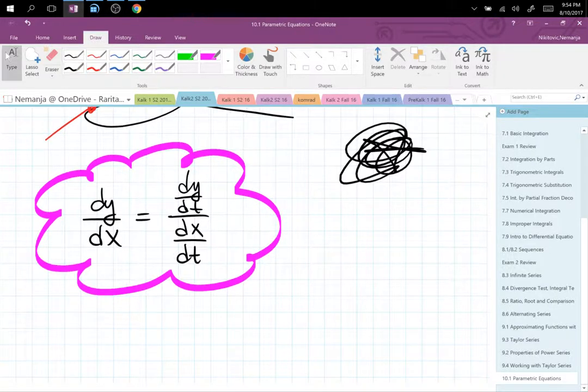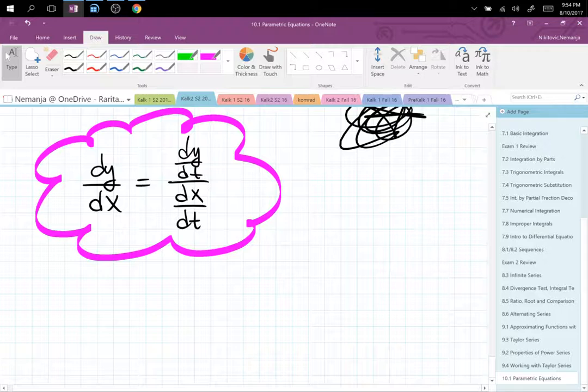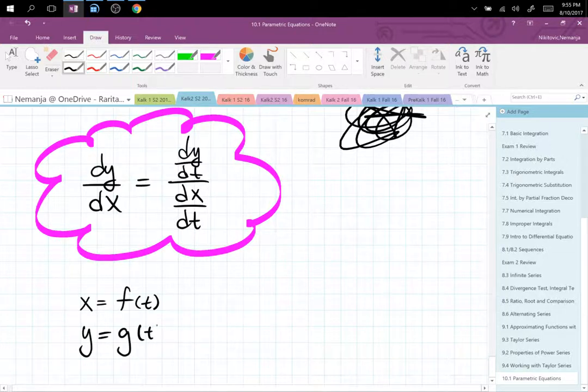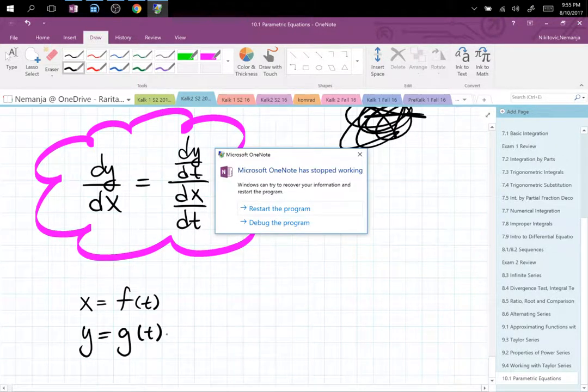So, if we want to further discuss this, we will say that x is f of t and y is g of t, two different functions.